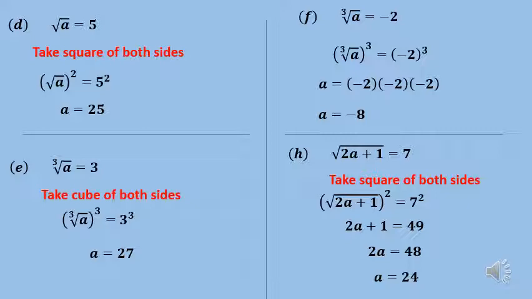H part, square root of 2a plus 1 is equal to 7. To remove the square root, take square of both sides. So square cancels with square root, then we have 2a plus 1 is equal to 49. 1 on the other side is subtracted from 49, then we have 2a is equal to 48. So the value of a is 24.